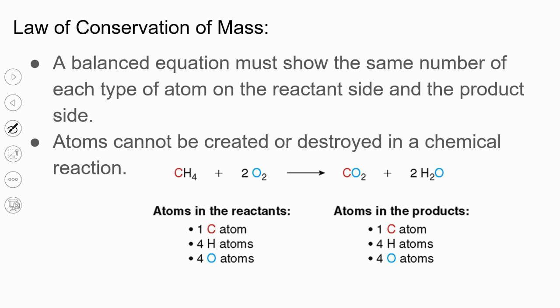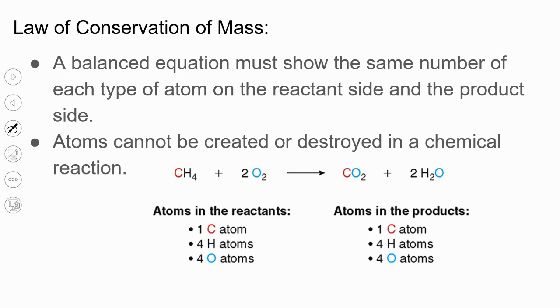Okay, so here, this goes along with the law of conservation of mass. The balanced chemical equation must show the same number of each type of atom on the reactants and the product side, and that's what we just said. Atoms cannot be created or destroyed in a chemical reaction. We can't get rid of carbons, unless that's a nuclear reaction. We're not talking about nuclear reactions, we're talking about just regular chemical reactions, okay.